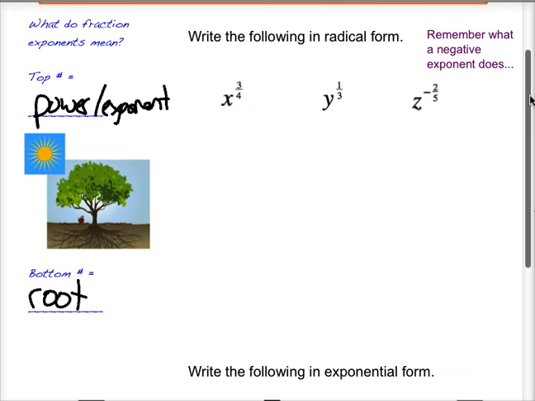So let's take a look at how to apply this. In these, I'm going to start with the bottom. Remember, the bottom number is going to be your root. So the bottom number tells you what root you are going to use. Then the top number again is your power. So it's the power that's still connected to the variable or the number or whatever you have there.